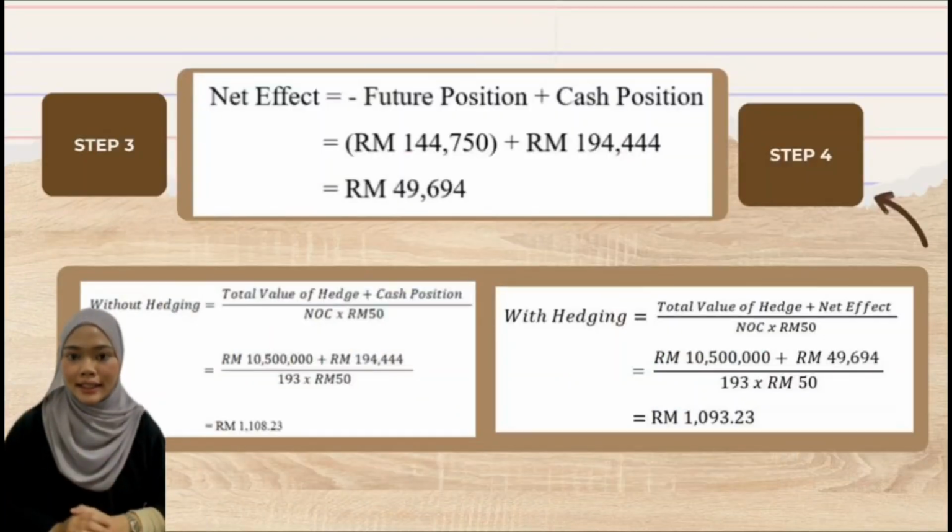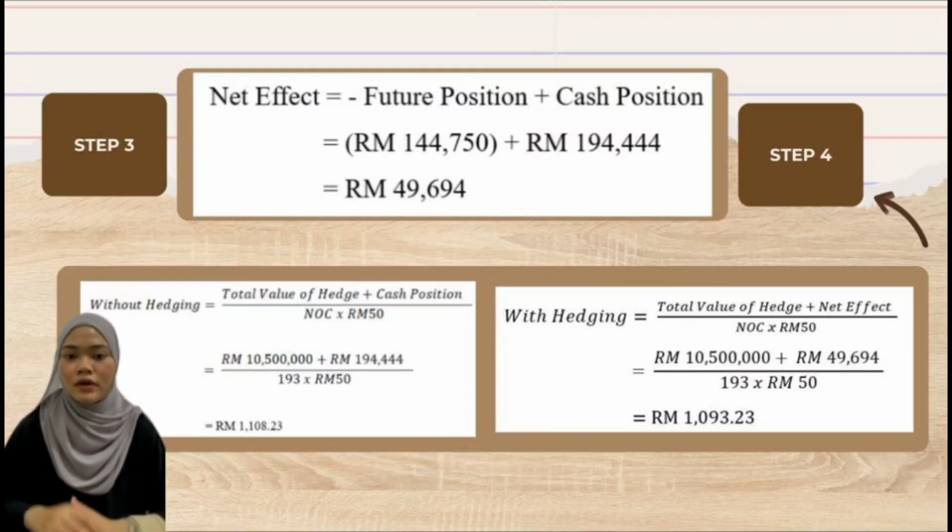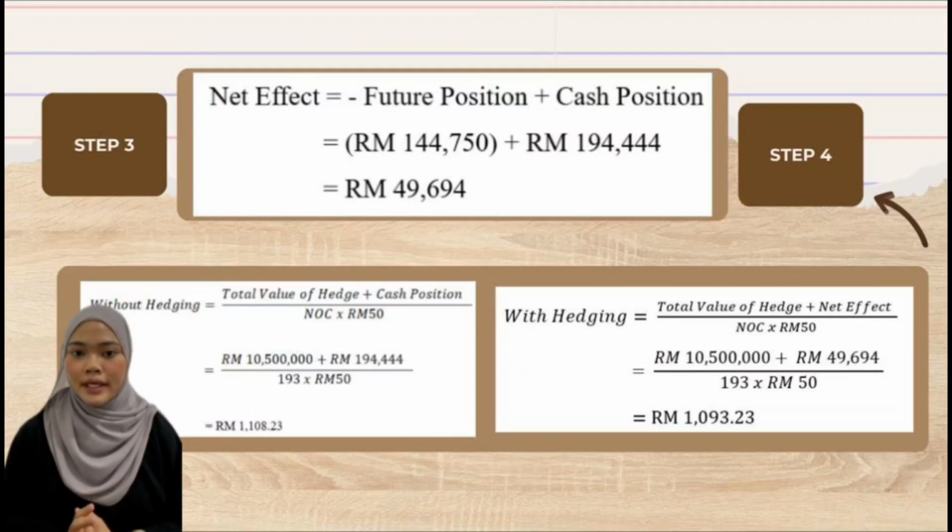Step number 3, I calculate the net effect by combining the cash position and the futures position. The cash position gained RM 194,444 while the futures position lost RM 144,750. To calculate the net effect, I use the formula: futures position plus cash position. Therefore, the net effect after hedging is a gain of RM 49,694.